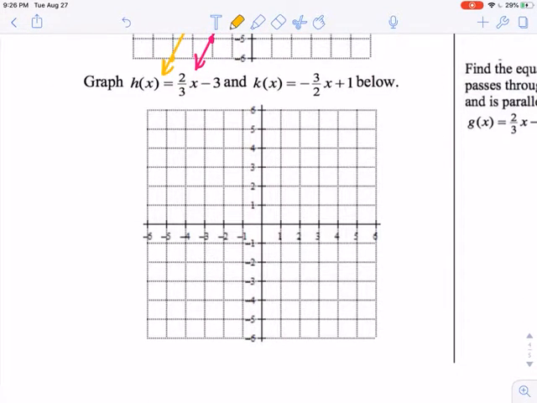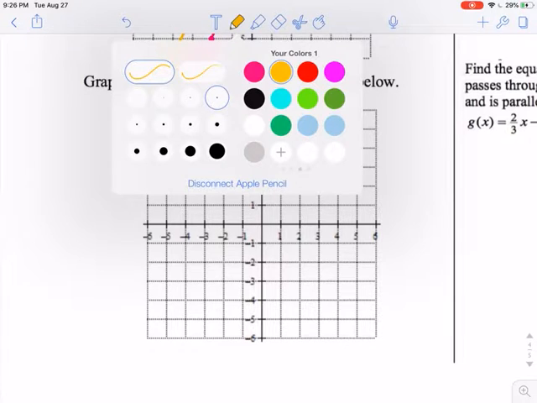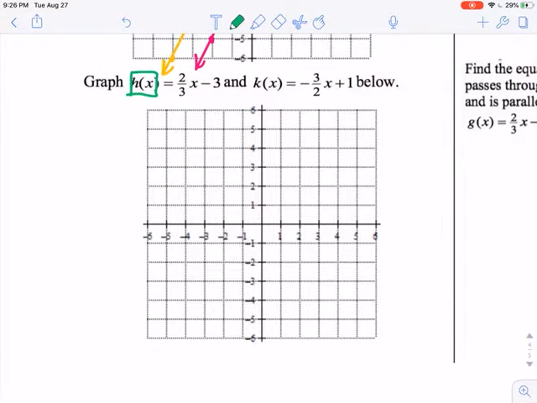And then, as you can probably imagine, we're going to think about a different type of line here. So in h of x, we're going to start at -3, go up 2 over 3, go 2 over 3, backwards and down. Go ahead and graph that line here. Right, so this is h of x here. And then k of x, when we're graphing k of x, I'm going to start at +1. Going down 3, backwards 1, 2, down 3 over 2, down 3 over 2.